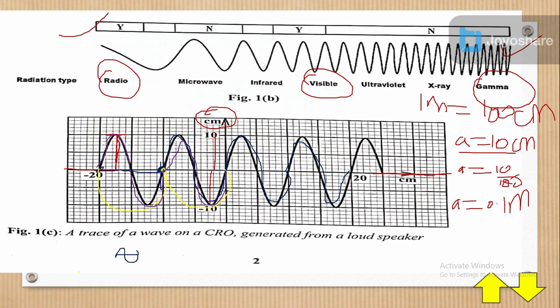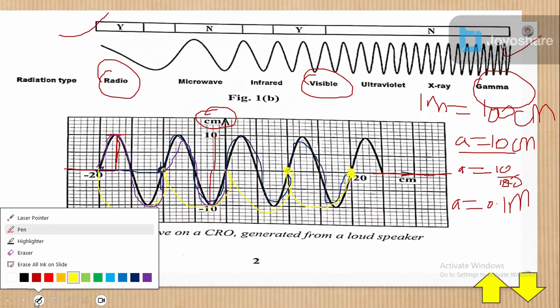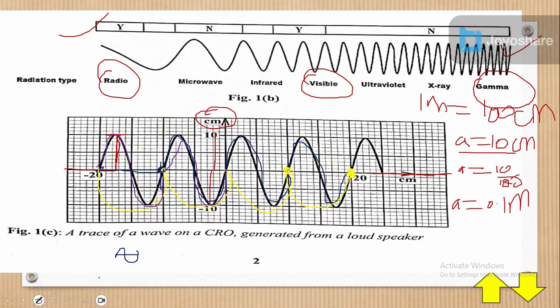Now from here up to here is also another wavelength, and from here up to here is also another wavelength, and they must always be equal. For any wave, the wavelength is always the same, meaning the distance from here up to here must be the same as the distance from here up to there, and the same as the distance from here up to there. So wavelength is always the same.